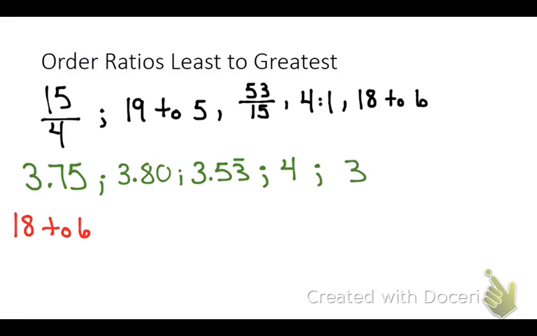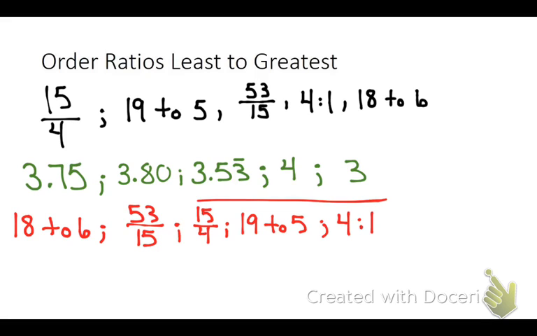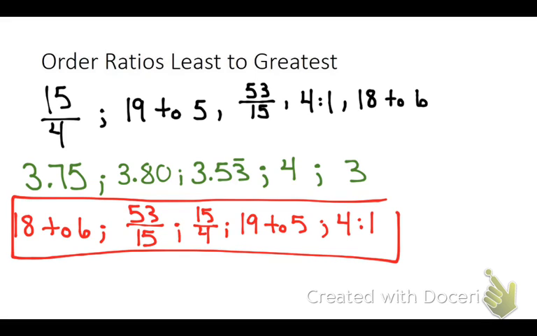So I use my conversion to determine which one's the smallest, and then in my answer, I write it in the original format. All right, so 18 to 6, and then what's my next smallest? 53 to 15. Okay, and go ahead and finish writing them in order least to greatest. Okay, so what's the next one? What's the next one, guys? 15 over 4. Okay, so we got 15 over 4. 19 to 5, and then 4 to 1. Any questions on ordering ratios least to greatest?